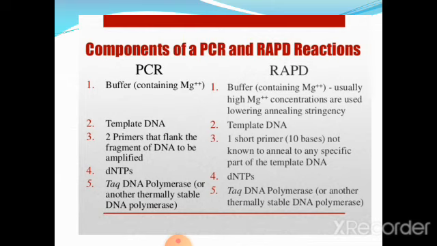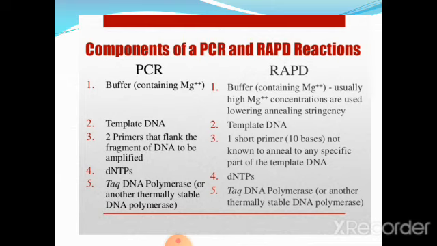In PCR, as you have already learnt, two primers that flank the fragment of DNA to be amplified are used. But in RAPD, you make use of one short primer, normally 10 bases in length, and not known to anneal to any specific part of template DNA. Randomly it goes and attaches to different regions of the genome. This is the major difference between a PCR reaction and a RAPD reaction.